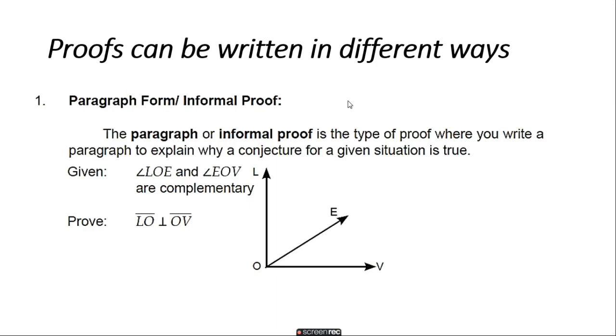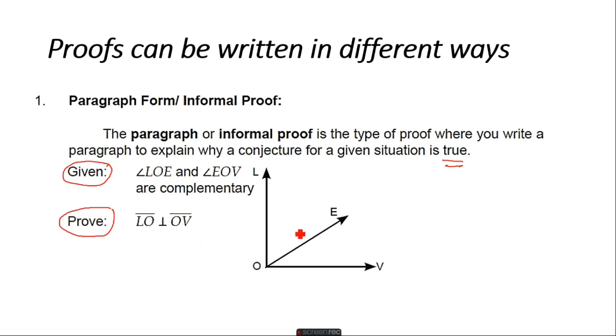Now, proofs can be written in different ways. Number one, we have the paragraph or the informal proof. In the paragraph or informal proof, you just write a paragraph to explain why a conjecture for a given situation is true. We always start with a given, and this is the proving statement, the one that we're going to prove. Now, let's look at this.